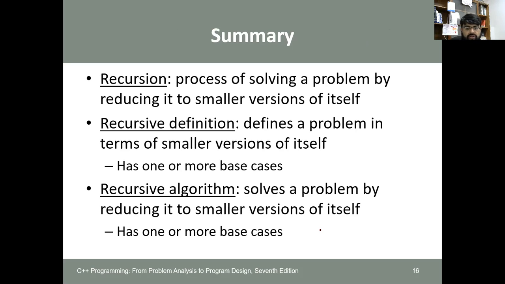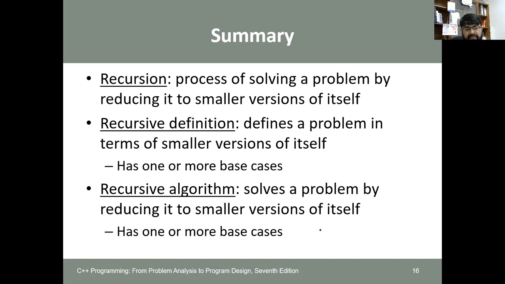So to summarize the whole talk, what is a recursion? Recursion is a process of solving a problem by reducing it to smaller versions of itself. A recursive definition actually defines the problem in terms of smaller versions of itself. So it has one or more base cases followed by a general case, which simply reduces the problem into smaller versions. The base case simply gives you the direct solution. As you remember, it does not simplify the problem any further.